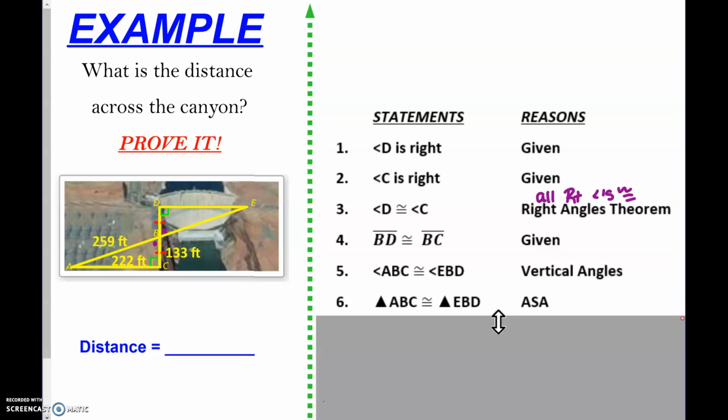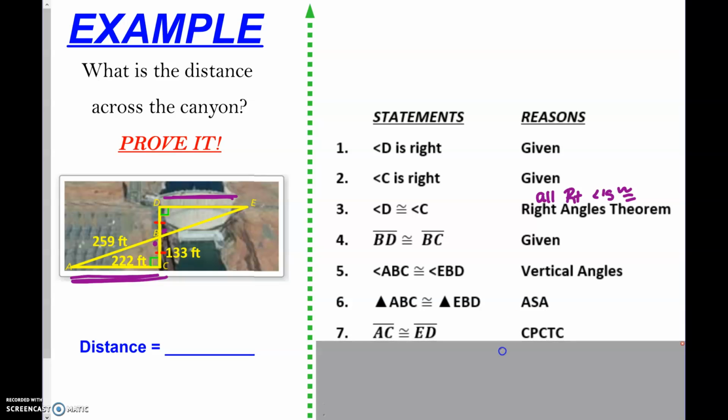Well, now that our two triangles are congruent, aren't the three remaining pieces also congruent? So is AC congruent to DC, which is really what we're trying to find? AC is congruent to ED by CPCTC. Corresponding parts of congruent triangles are congruent. And the whole reason we needed that is because we wanted to know the distance across this canyon. Well, across this canyon is from point D to E, which is the same thing from A to C. And so from A to C is 222 feet.